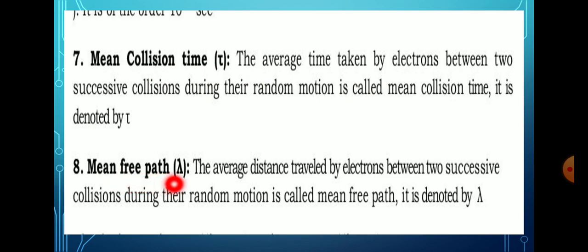Then mean free path. The average distance traveled by electrons between two successive collisions during their random motion is called the mean free path, and it is denoted by lambda. Here we calculate the average distance electrons travel from one position to another between successive collisions, which is called the mean free path, denoted as lambda.